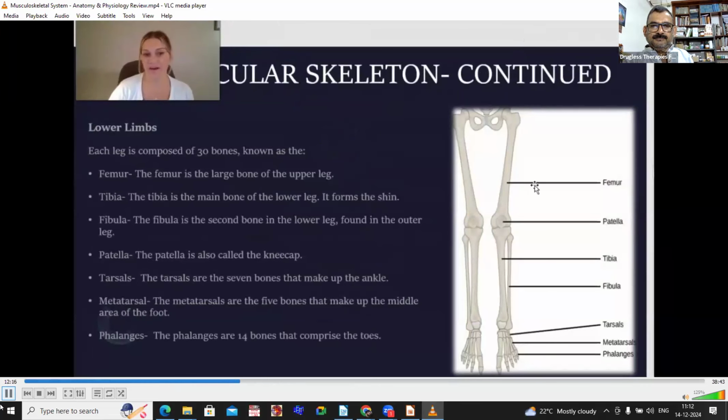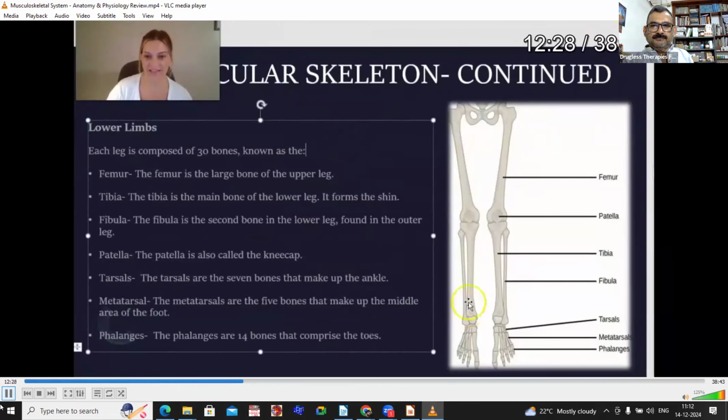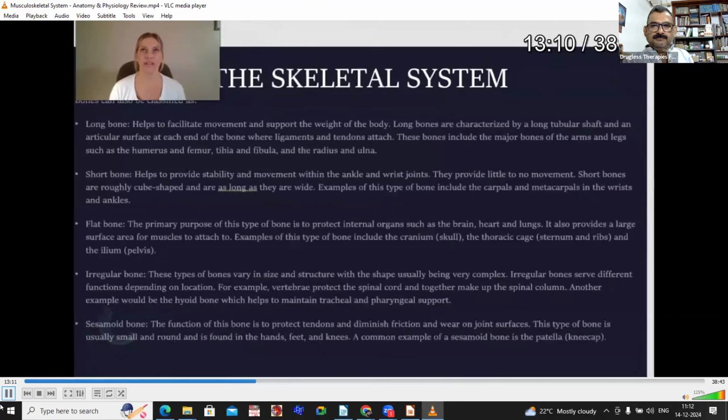You have the tibia, the lower leg. Those are the bones that make up the skeletal system, whether they're the axial bones or the appendicular skeleton. Bones can be classified as long bones, which help to facilitate movement and support the weight of the body. These long bones include the major bones of the arms and legs, such as the humerus, the femur, the tibia, the fibula, and the radius and the ulna.